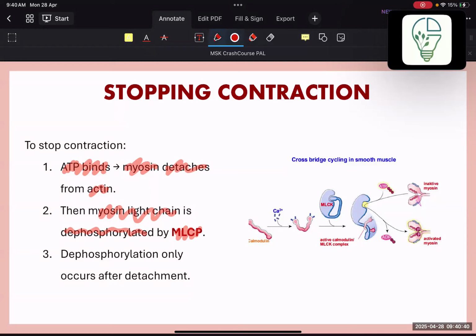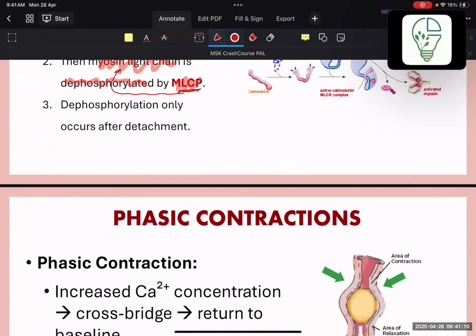I'll just say this one more time. The same step that we have in the skeletal muscle cross-bridge cycle, you're going to need ATP to bind to the myosin head to detach it from actin. That's step number one. Because if this doesn't happen first, you're going to face a problem that I'll get to later. So step one, ATP binds, myosin detaches from actin. Step two, MLCP, which is myosin light chain phosphatase, is going to come and dephosphorylate the light chain, which is going to inactivate it. Now you can begin with relaxation.